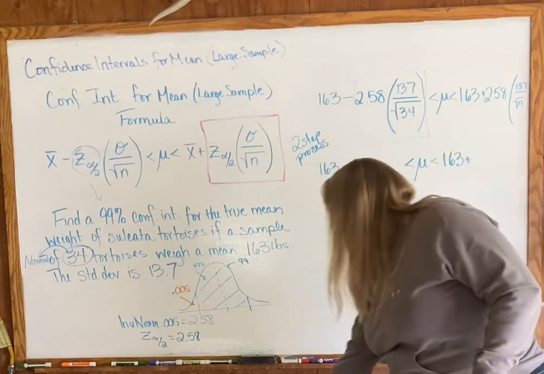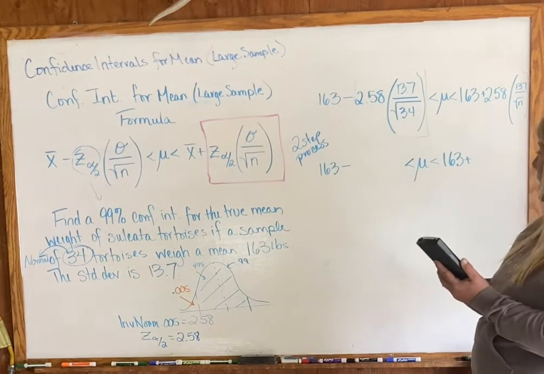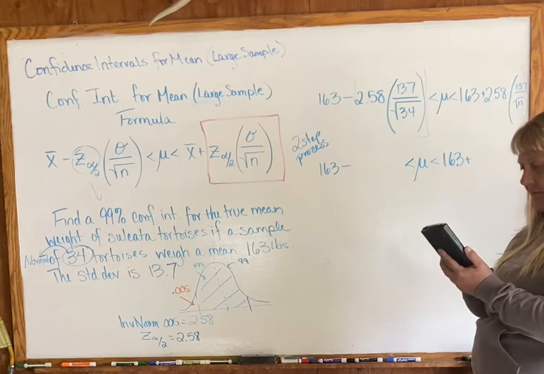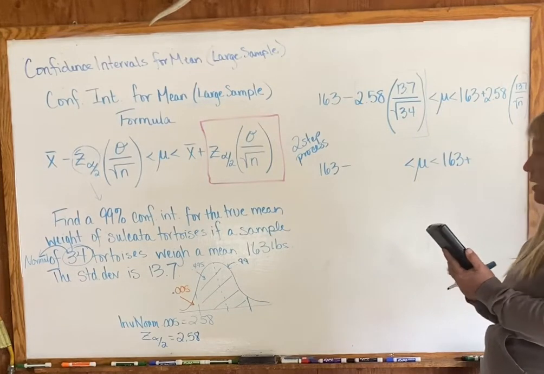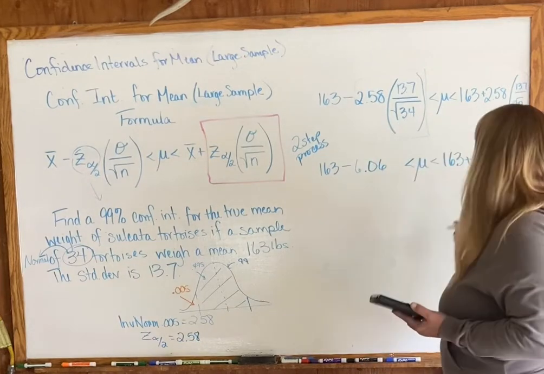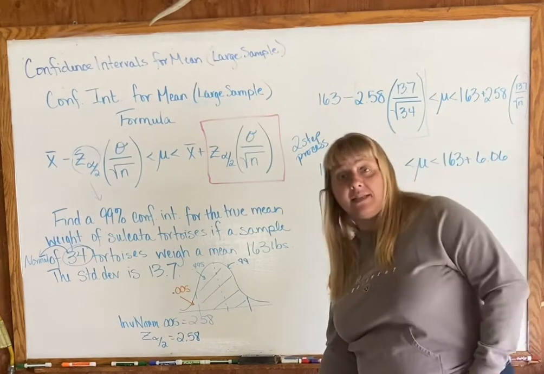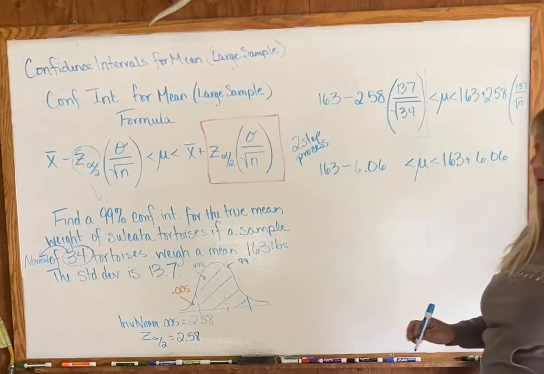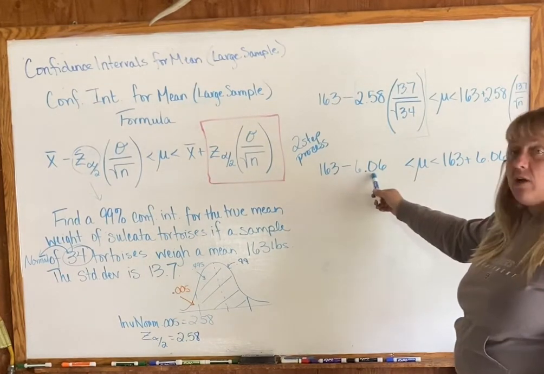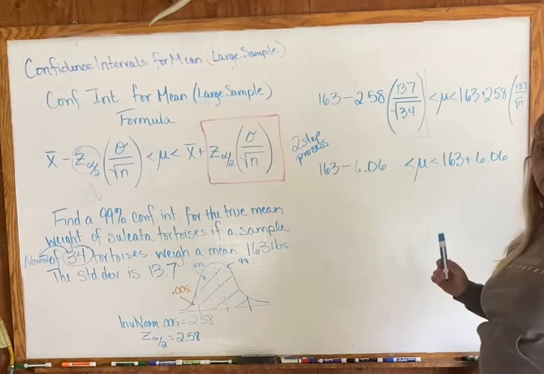So we're going to have a calculator. Okay, so we're just going to go 2.58 times 13.7 divided by square root of 34. Boop. And I got 6.06. And remember, always carry a decimal unless it comes out perfect, but it's almost never going to come out perfect. So always carry some decimal places there. But now we've got the margin of error. So plus or minus 6.06.